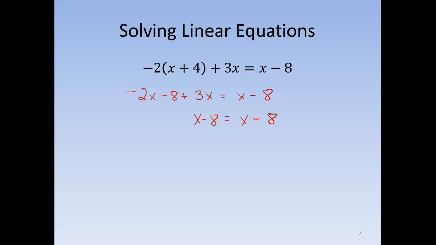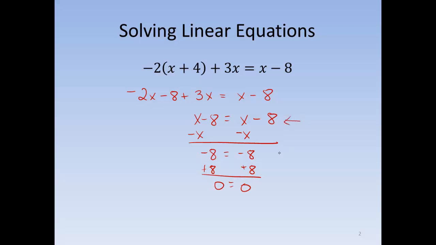Now, I chose to stop at this point, x minus 8 equals x minus 8, because it looks a little weird to me. Both sides are exactly the same. If I were to continue and try solving for x, all of the x's disappear, and I get negative 8 equals negative 8. If you really wanted to keep going, you'd get 0 equals 0.